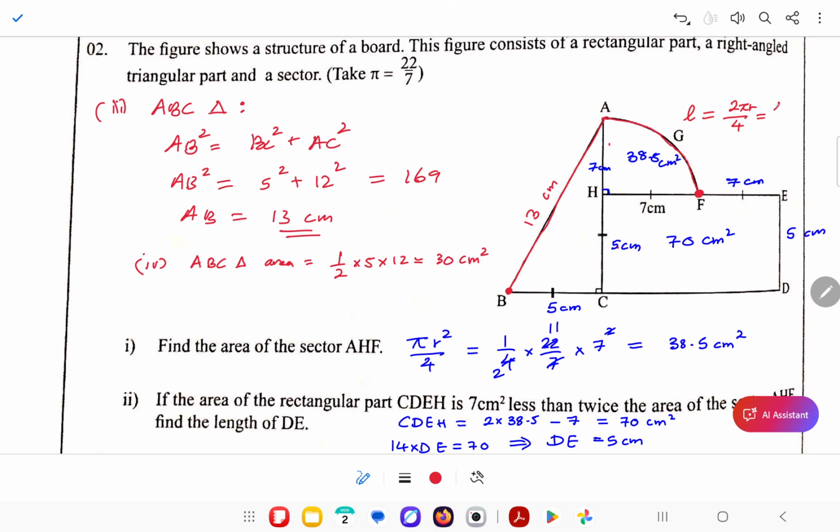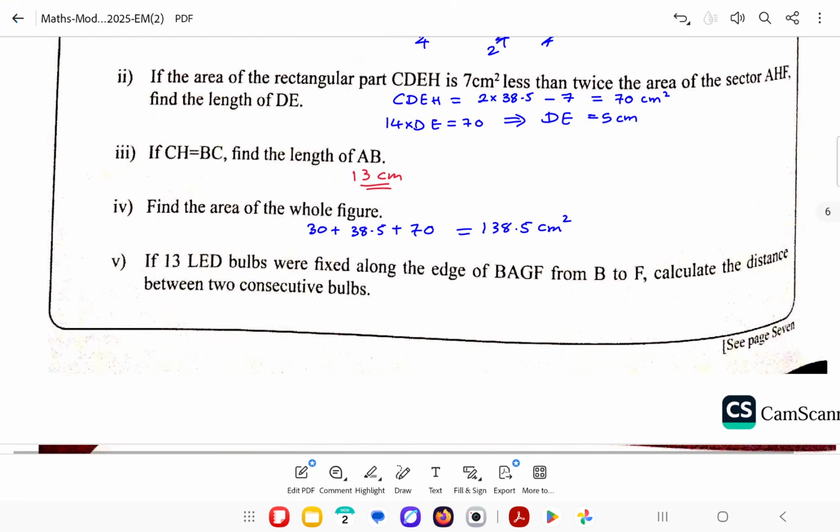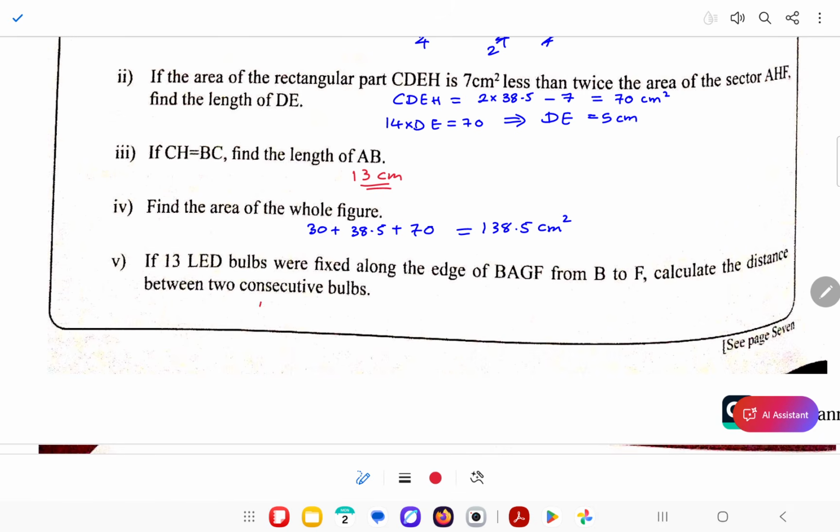So half pi is 22 over 7. R is 7. So 11 centimeters. So AF is 11 centimeters. So the total length BAGF is 13 plus 11, 24 centimeters. Right.